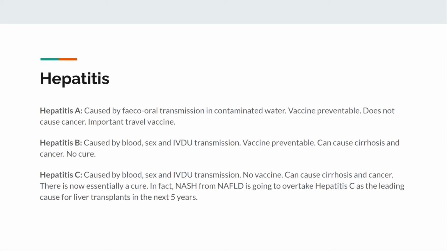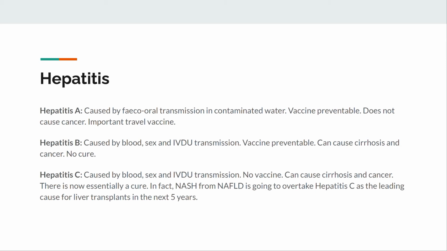Hepatitis A, B, C. A. Fecal-oral transmission in contaminated water can be prevented with a vaccine, doesn't cause cancer, just causes a bit of hepatitis and diarrhea for a while and then it resolves, and you should travel vaccinated.